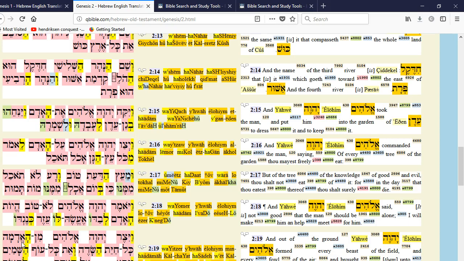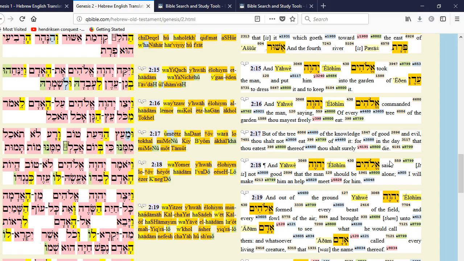So 2:15, and Yahweh Elohim took the man and put him into the gan, Eden, to dress and keep it, because this Adam was made special for a specific purpose. And Yahweh Elohim commanded the man, saying, of every tree of the gan you can freely eat, but of the tree of knowledge of good and evil you shall not eat of it, for in the day that you eat thereof you'll surely die.